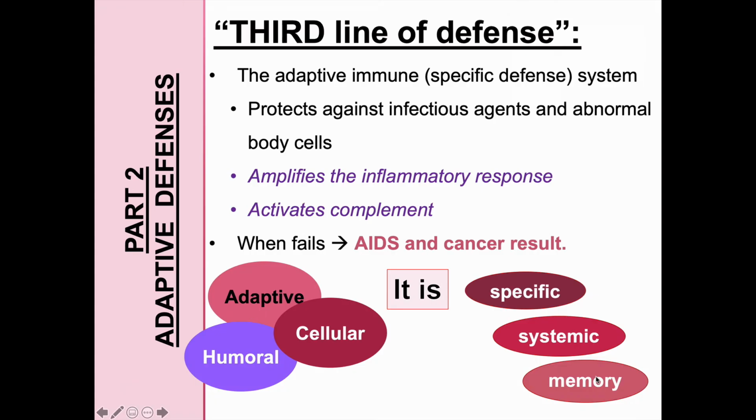The third line of defense is the adaptive immune system, which protects against infectious agents and abnormal body cells, amplifies the inflammatory response, and activates complement. When it fails, AIDS and cancer result. What is AIDS? AIDS is acquired immunodeficiency syndrome, and it happens when the defense mechanism is unable to defend against the virus. When the immunity is suppressed, the HIV virus, the human immunodeficiency virus that causes AIDS, will start to multiply.